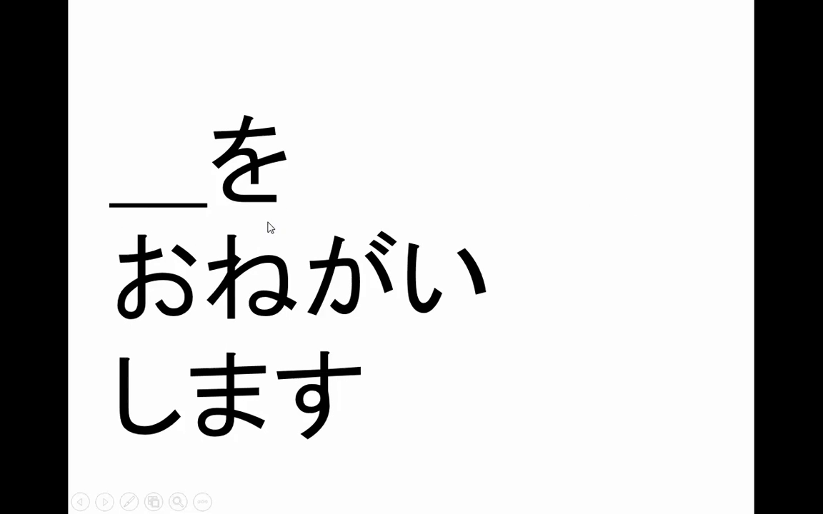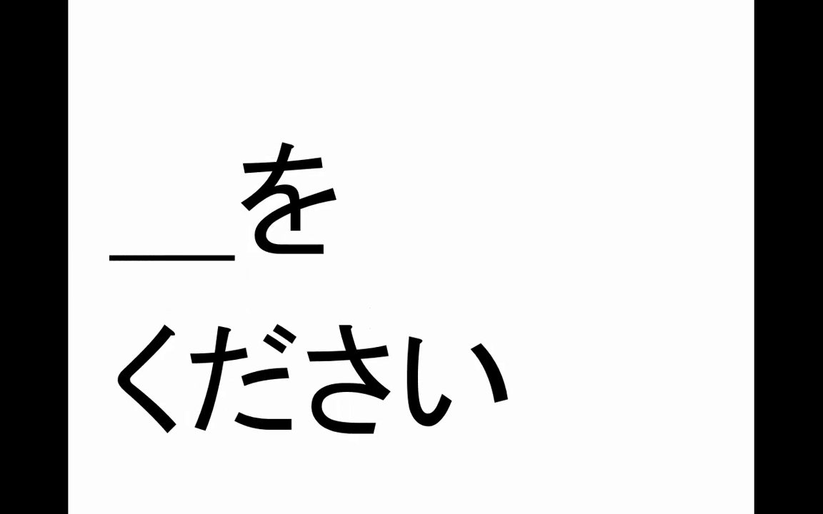okay, and then onegai shimasu. This blank indicates that you can put a noun here, and it means that you're asking for that noun. So, for example, you go into a store, you're looking for books. Hon o onegai shimasu would be some books, please. Onegai shimasu. Okay.